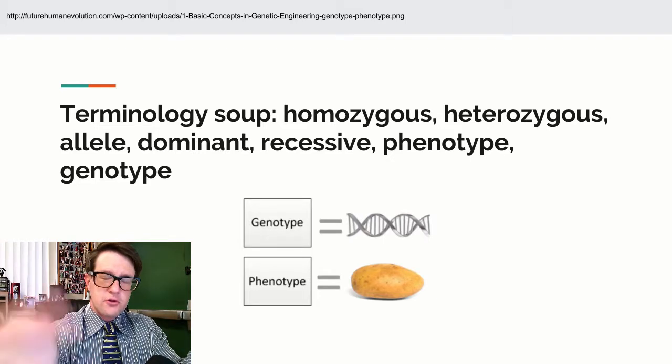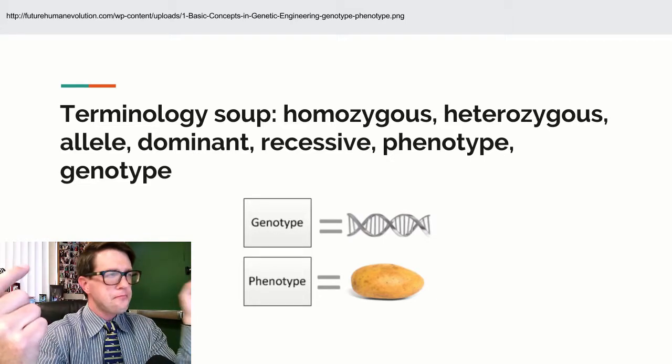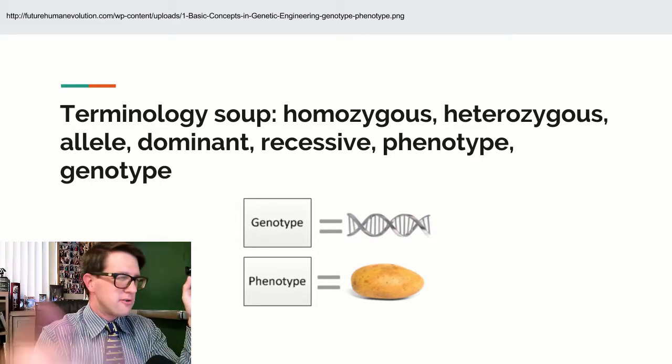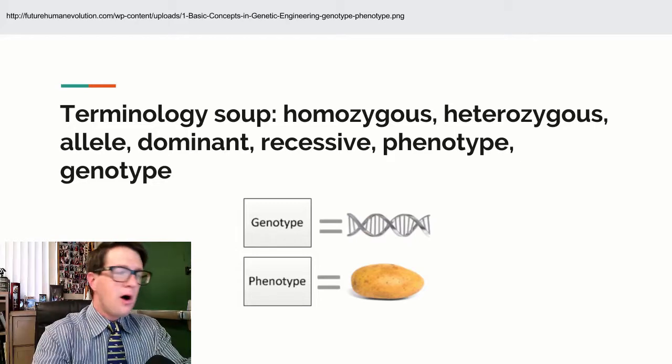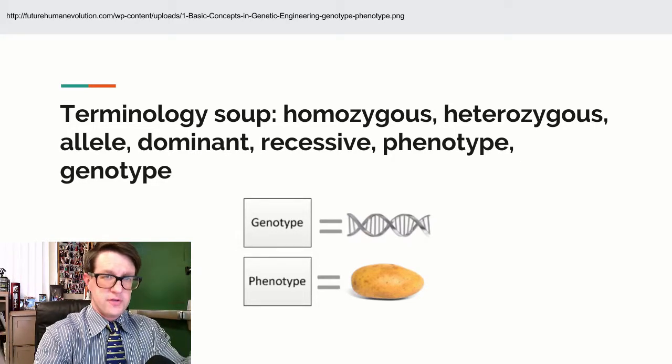Before we get too much further, there's a whole bunch of terms that show up. So there are words like homozygous and heterozygous and allele and dominant, recessive and phenotype and genotype. All these you can look up quite easily. I'm not going to spend time on this video giving you just definitions. You can look these up.